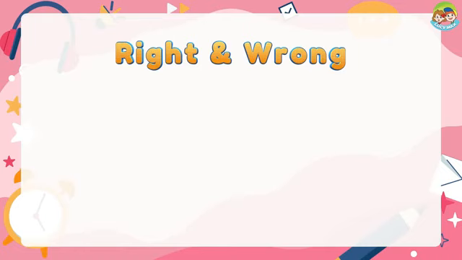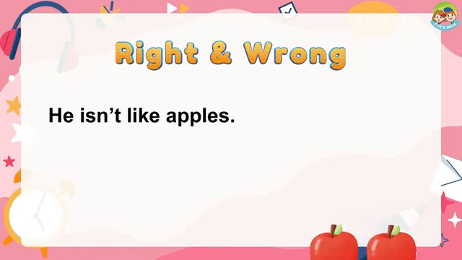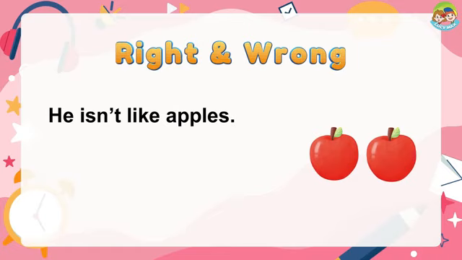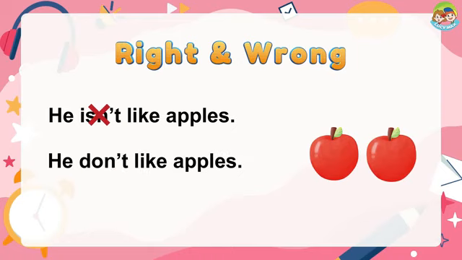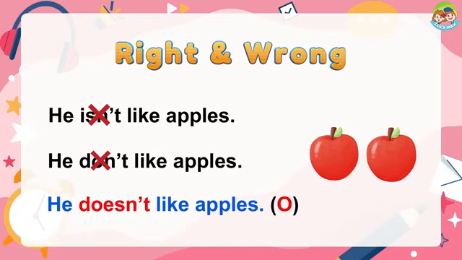Look at the next one. He isn't like apples. This is wrong. Be verbs don't go with base verbs. He don't like apples. This is also wrong. He goes with doesn't, not don't. The correct answer is he doesn't like apples.